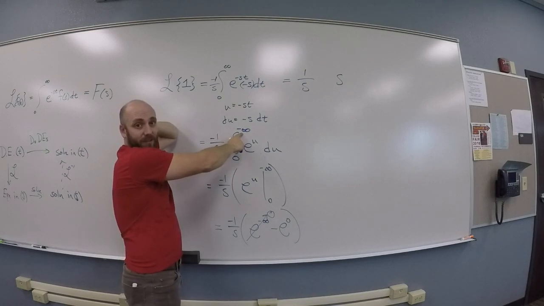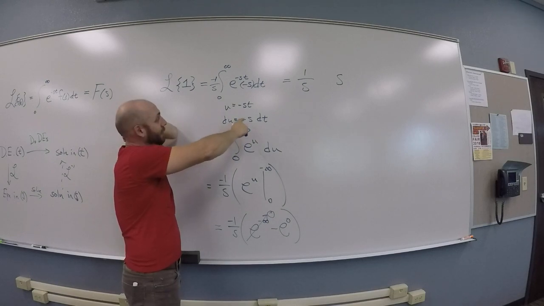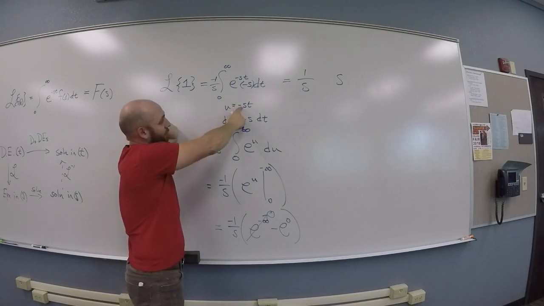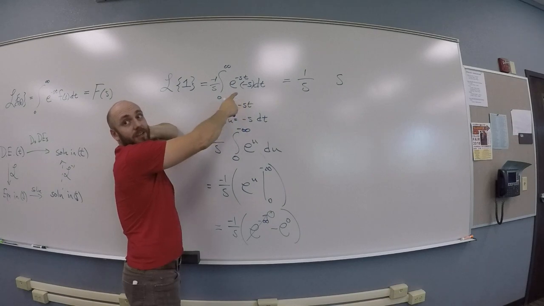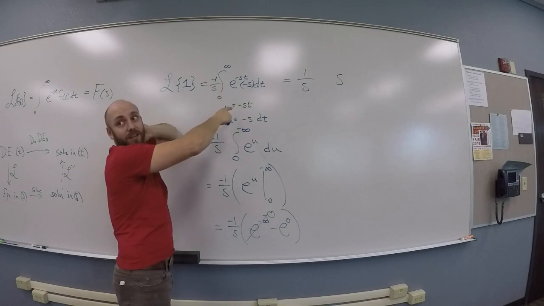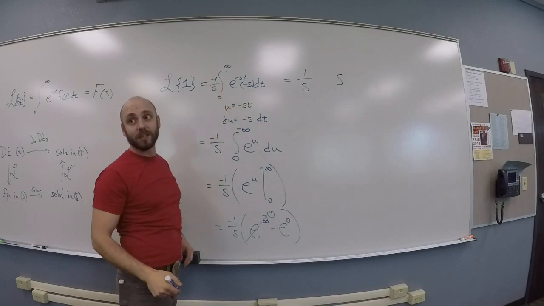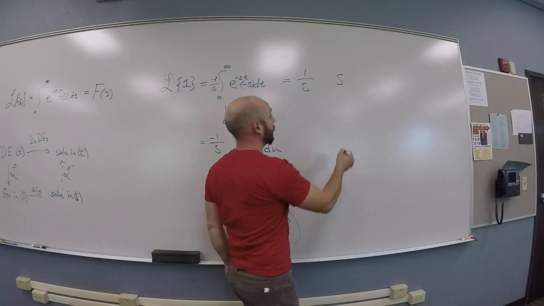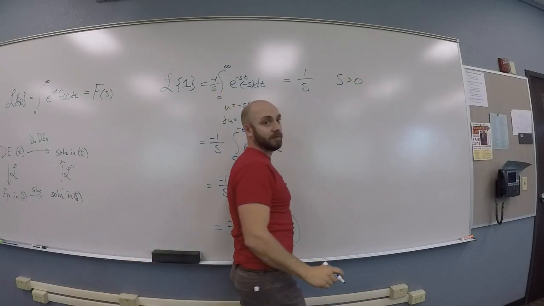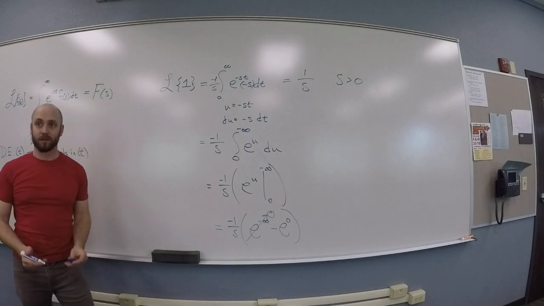Oh, and then you just sub back into whatever? No, what did I assume? When I said, okay, if u is minus st, S is, if I plug in t as infinity, S is positive. Yeah, I specifically assumed that s was positive. So why can't we just say plus or minus 1 over s?